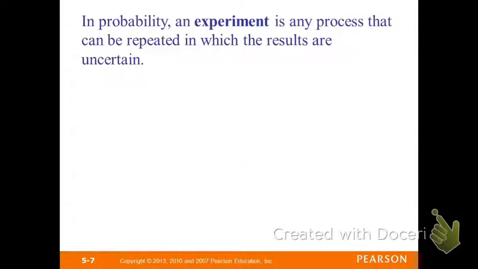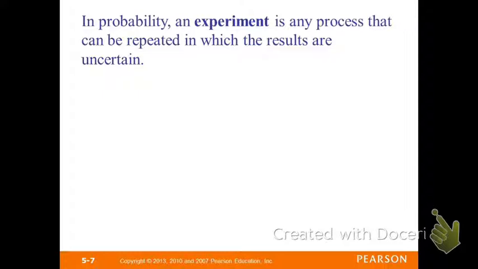So in probability, an experiment is any process that can be repeated in which the results are uncertain. Anytime we flip a coin, there is absolutely no guarantee of what's going to happen next. So it's complete uncertainty, even though there's a small number of possible outcomes. But we could also talk about rolling a die.